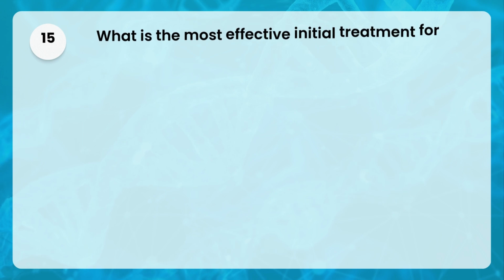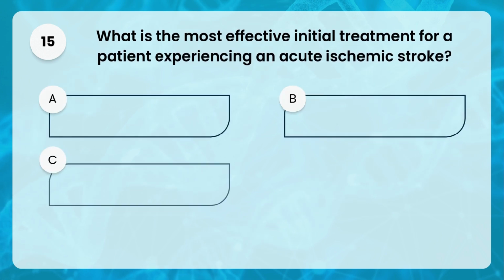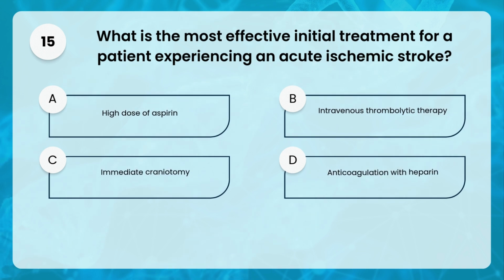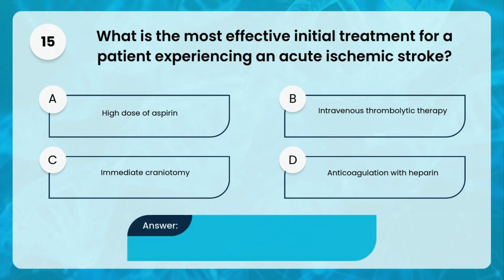Number 15. What is the most effective initial treatment for a patient experiencing an acute ischemic stroke? A. High dose of aspirin. B. Intravenous thrombolytic therapy. C. Immediate craniotomy. Or D. Anticoagulant with heparin. The answer is B. Intravenous thrombolytic therapy.